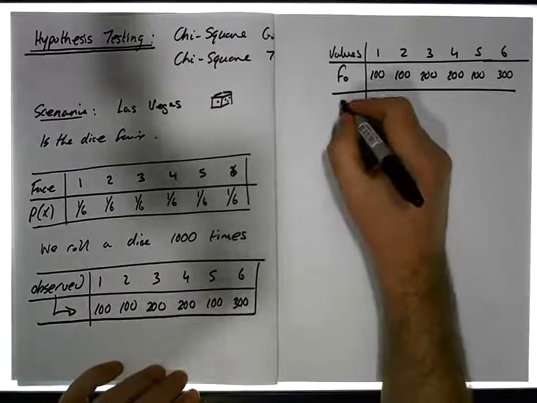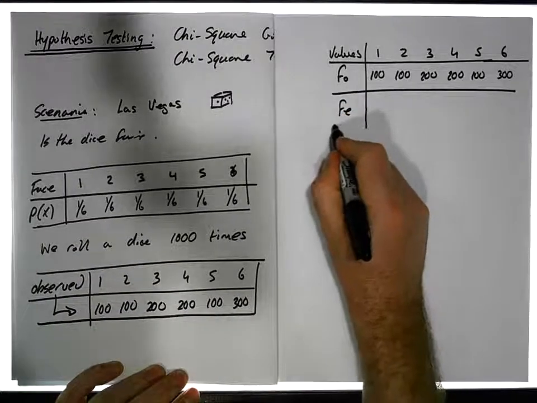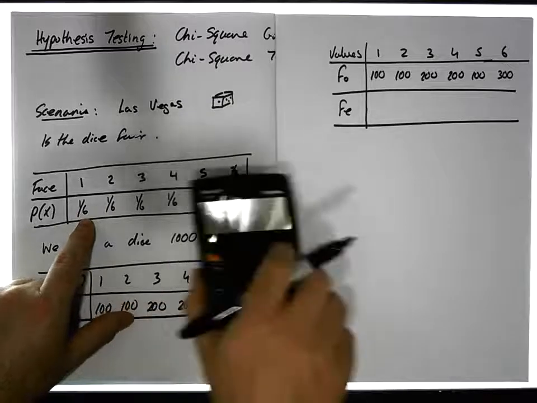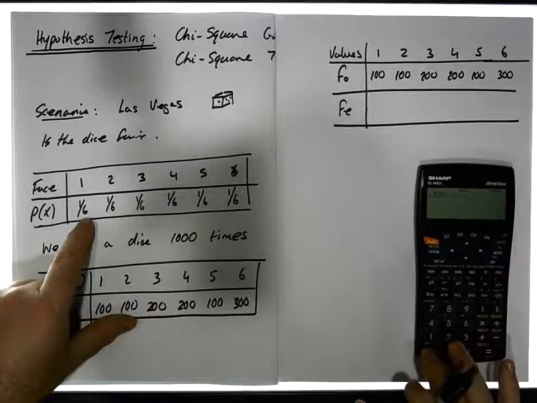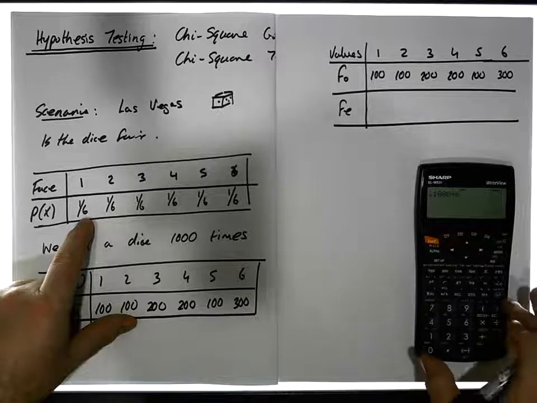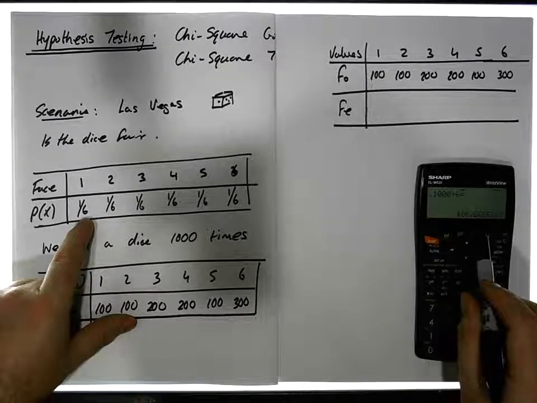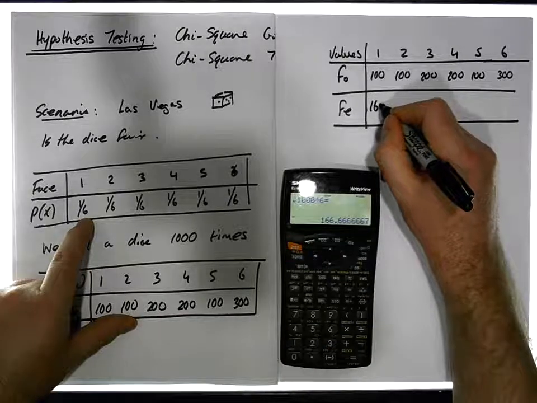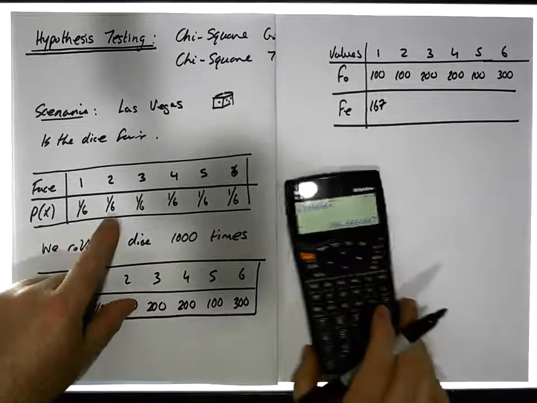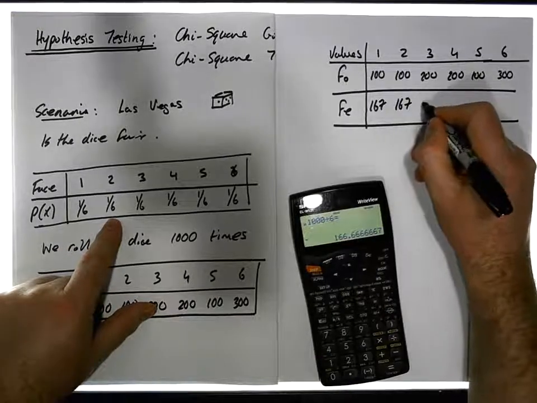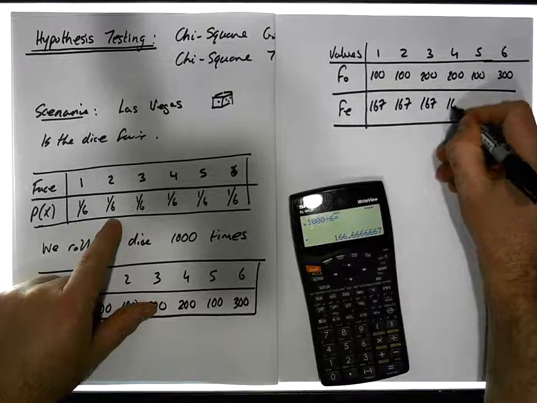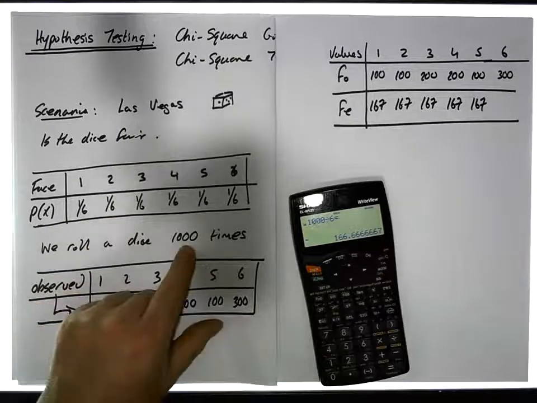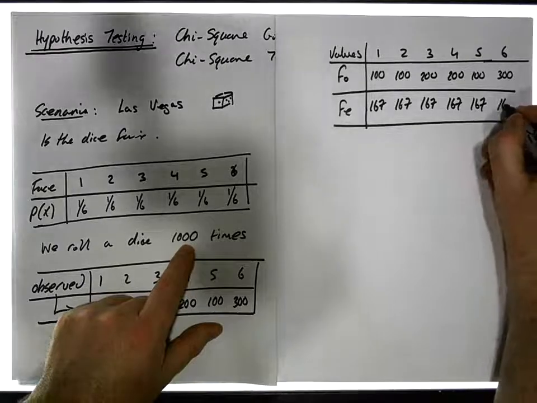I wonder, is it statistically different to what we'd expect to happen? So our expected frequencies: out of the 1,000 times that we roll the die, a 1 should occur 1/6 of the times. If you take 1,000 and divide it by 6, we get 166.6. Let's just say that's 167. 167 times it should be a 1, and likewise 167 times it should be a 2, 167 times a 3, 167 times a 4, 167 times a 5.